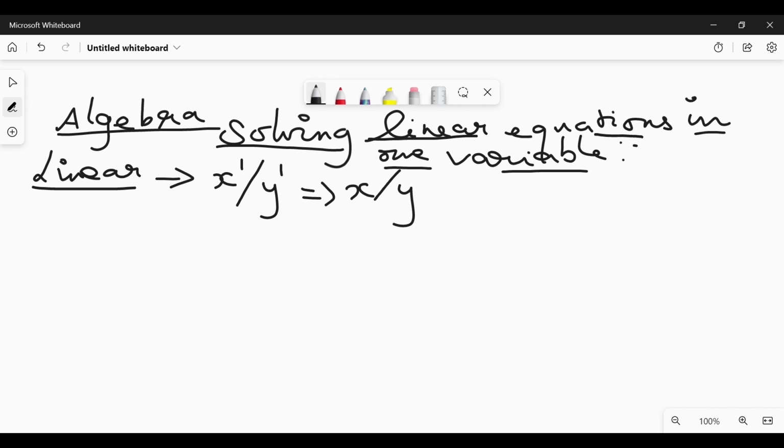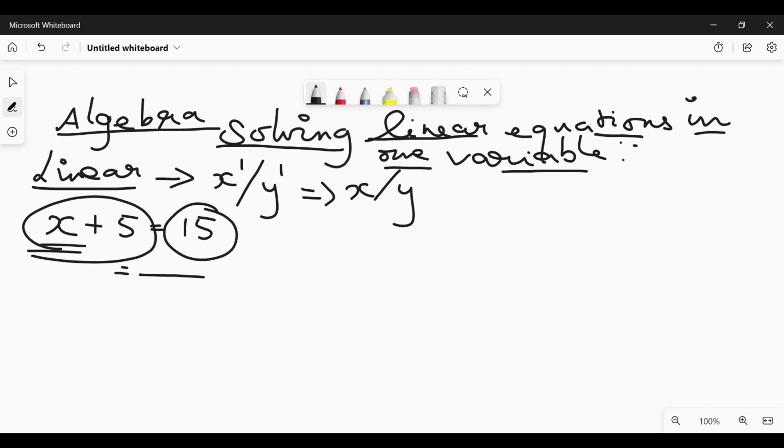Solving means what? Say for example, you have an equation x plus 5 equal to 15. This is called an equation. In this equation, whatever value you substitute for x so that the left hand side and the right hand side always remain equal, this is what we call balancing the equation. So finding the value of the variable and putting it in so that the left hand side and right hand side become equal is what we call solving linear equations.